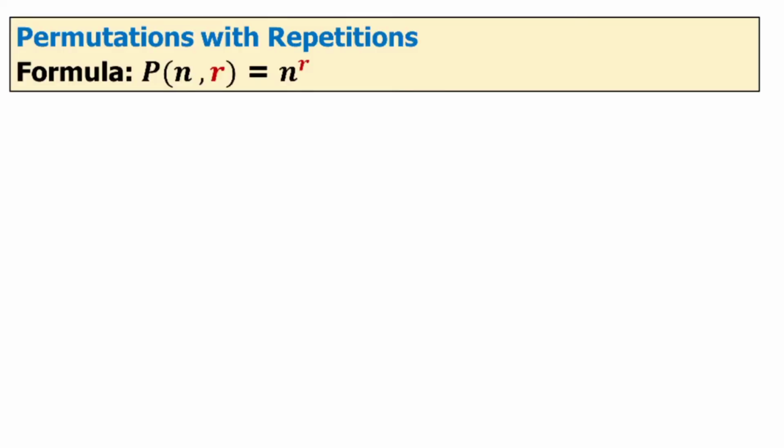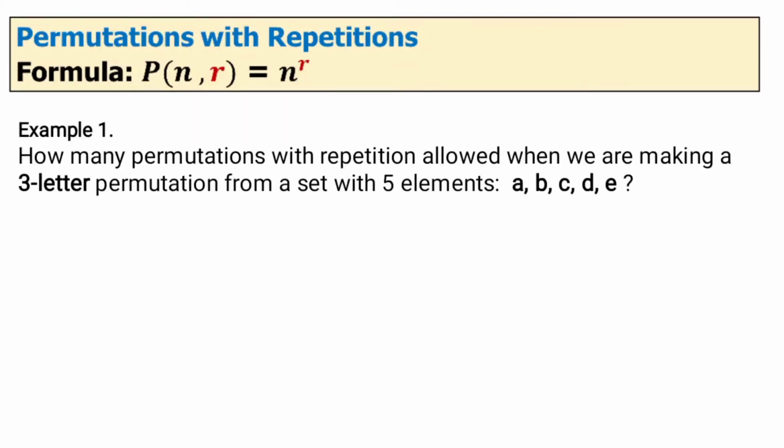Let's have an example. Permutation with repetitions. Formula: P(n, r) = n raised to r. Example number 1. How many permutations with repetition allowed when we are making a 3-letter permutation from a set with 5 elements A, B, C, D, and E? Given, ang n natin ay equal to 5 at ang r naman natin ay equal to 3. So, paano nga ba nakuha yon? Ang n ay ang total number ng pagpipilian mo, samantalang r naman ay ang total number ng pipiliin mo. Ang gagawin natin dito ay 3-letter permutation.